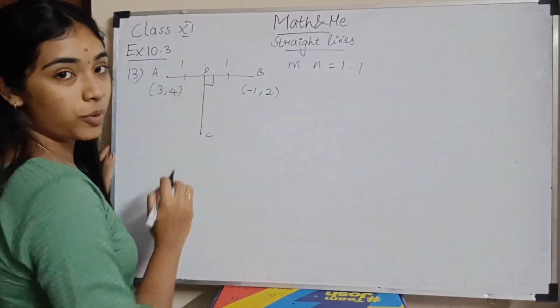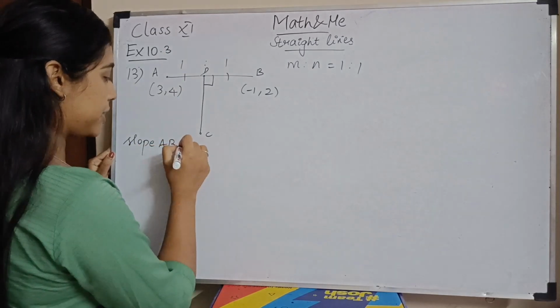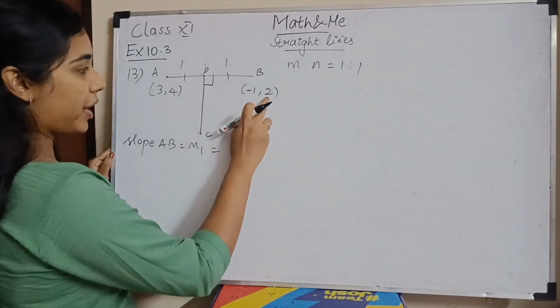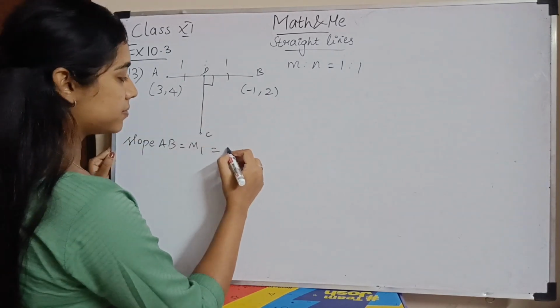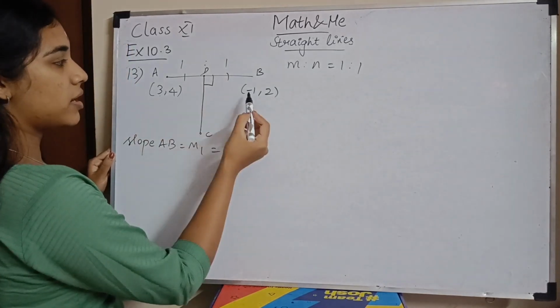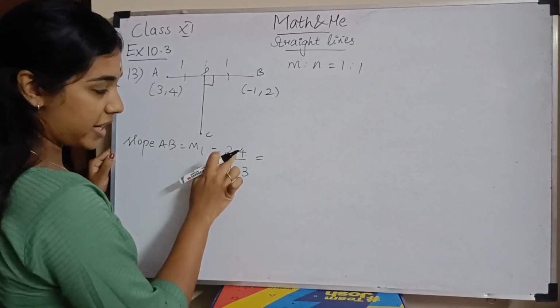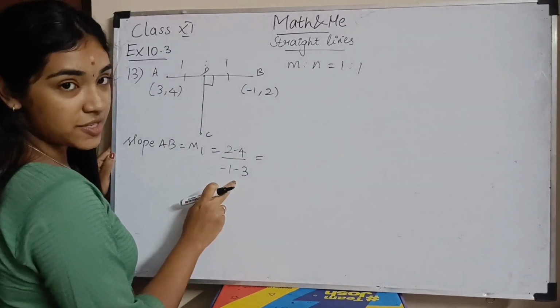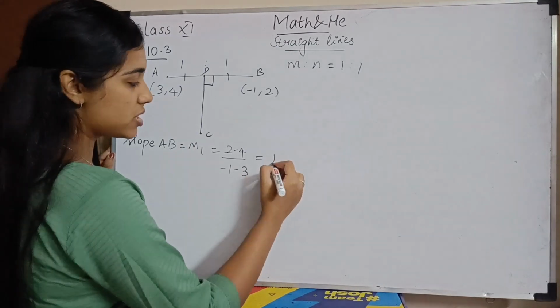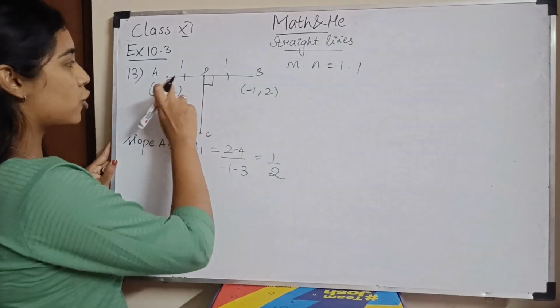Let us find the slope of AB. So what is the slope of AB? Let me call it m1, which is y2 minus y1 divided by x2 minus x1, that is (2 minus 4) divided by (-1 minus 3). So you have minus 2 divided by minus 4, 2 by 4, which is 1 by 2. So now I know the slope of AB.